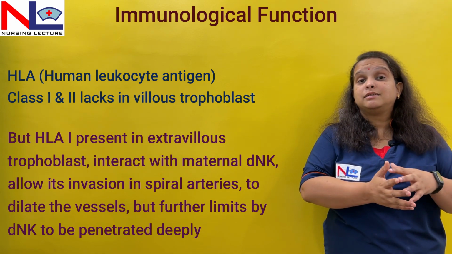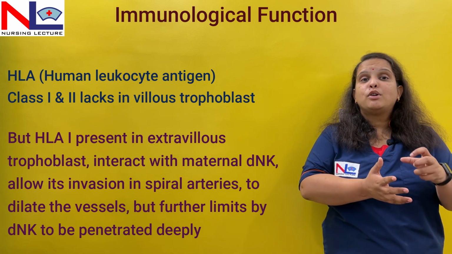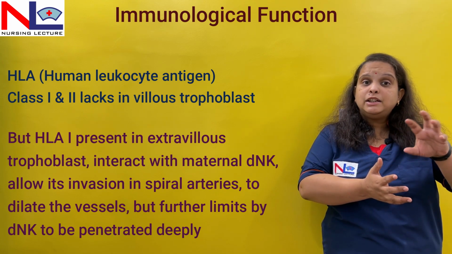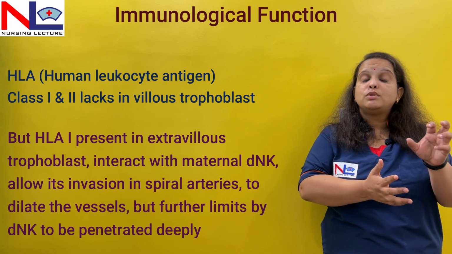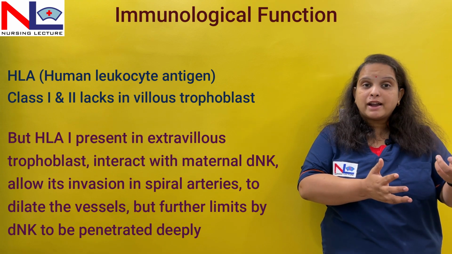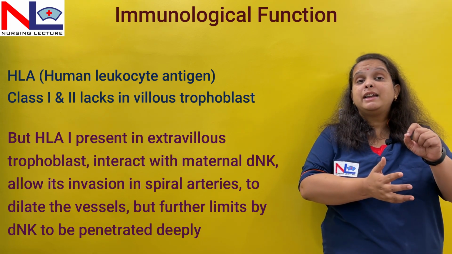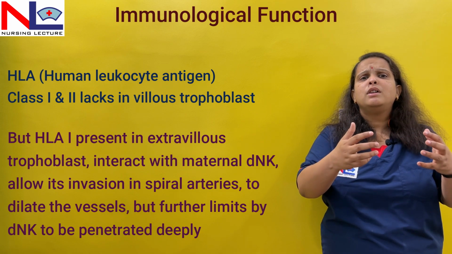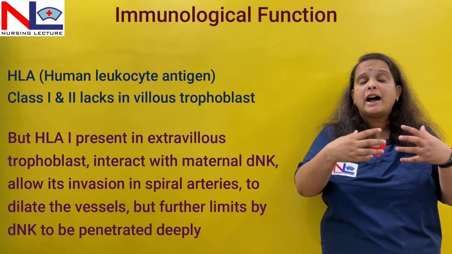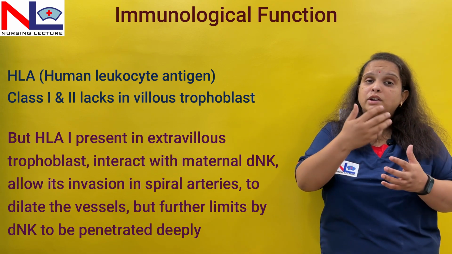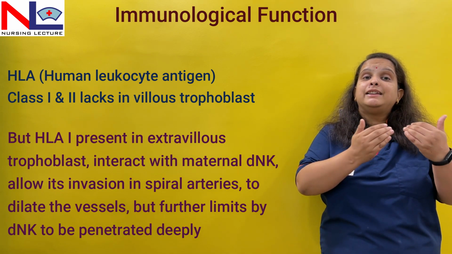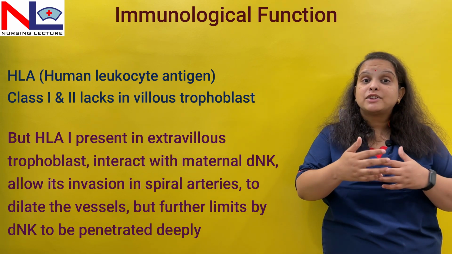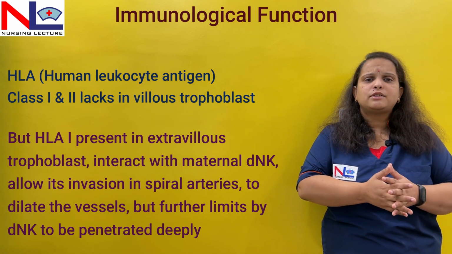But somehow it has immune privilege as well, because once this HLA class 1 antigen present on the extravillous trophoblast interacts with the maternal decidual natural killer cell, they release some cytokines and an inflammatory response. Thereby it allows the invasion of these cells into the spiral arterioles. We know that during pregnancy we want a high flow system toward the fetus, and this is only possible when the trophoblastic lining invades the spiral arteries. This happens because of the interaction between the decidual natural killer cell and the extravillous trophoblast.